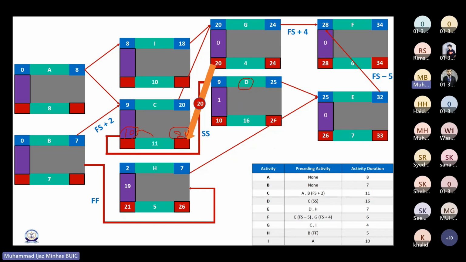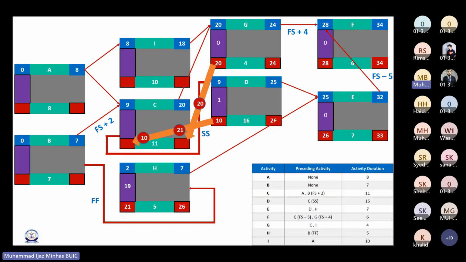Is it clear to everyone? Since activity D and C are in a start-to-start relationship, that means both of these activities should start together. And we have already calculated the late start of activity D, then it means activity C should also start on day 10. And if it starts on day 10 and the duration is 11 days, that means it would finish on day 21. Correct?